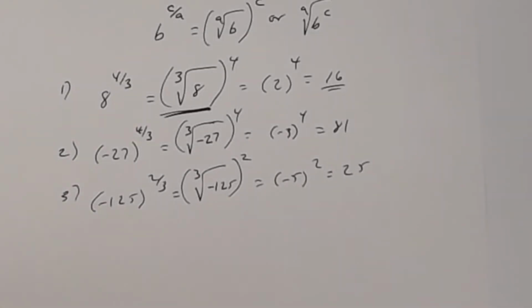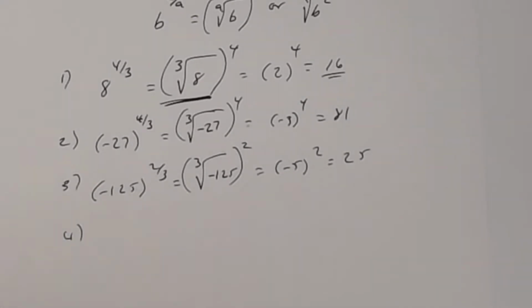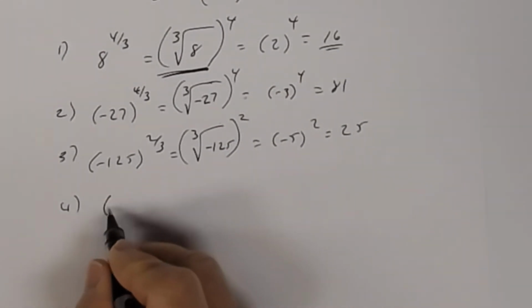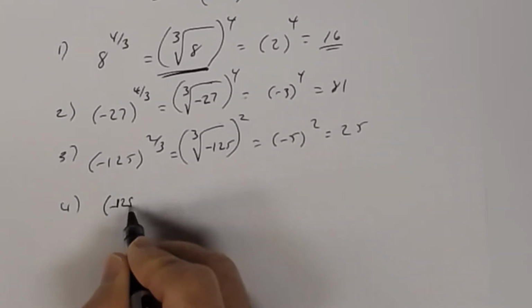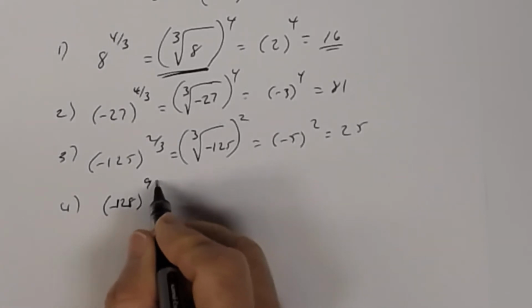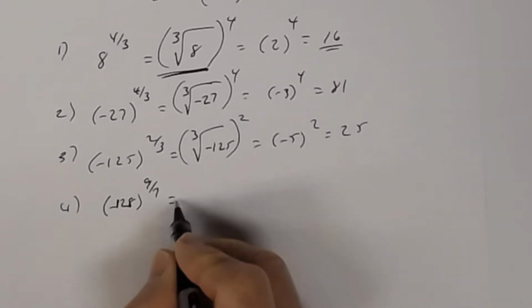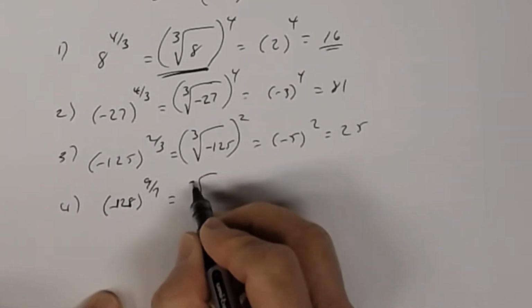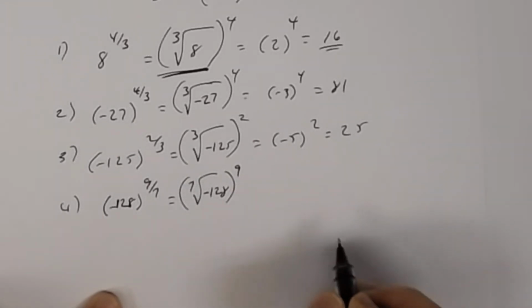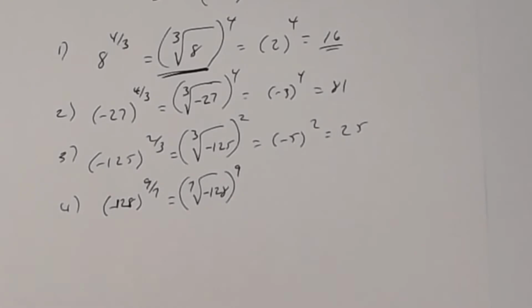Okay, number 4. We have negative 128 raised to the 9/7 power. This would be the 7th root of negative 128 raised to the 9th power. Now the 7th root of negative 128, so use your calculator with that. And I want you to notice something.